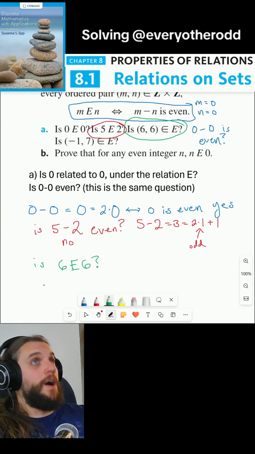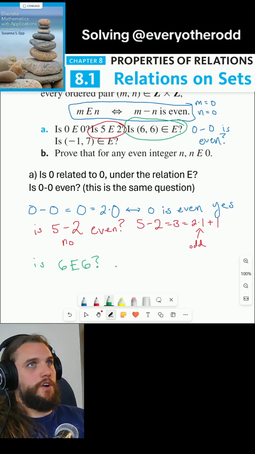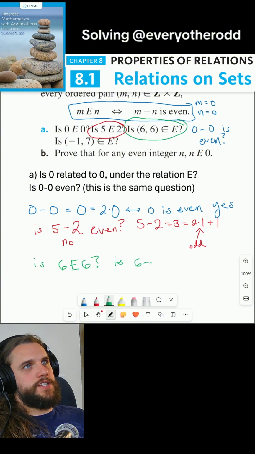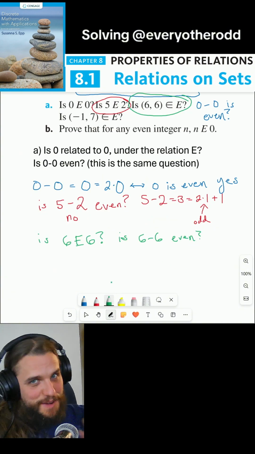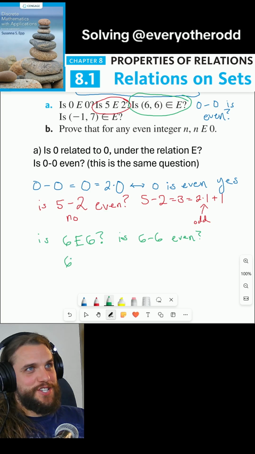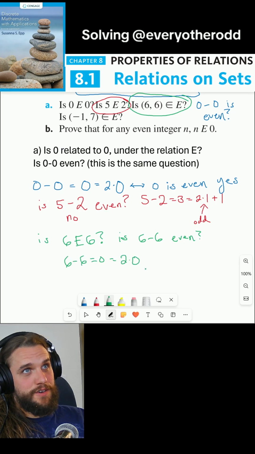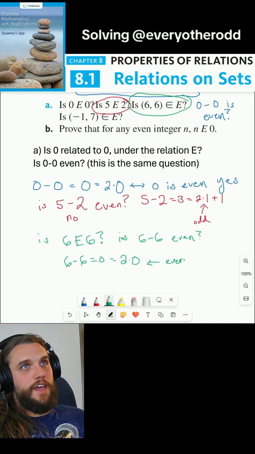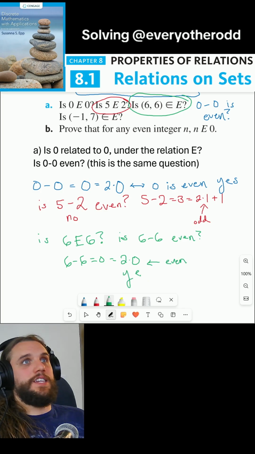And based on the previous two questions, we kind of already know what that looks like. That's really asking, is 6 minus 6 even? That's a much easier question to answer. 6 minus 6 is 0, which is 2 times 0. And so that's an even number. And so the answer to this question is yes.